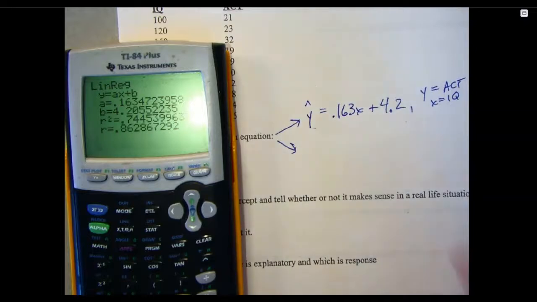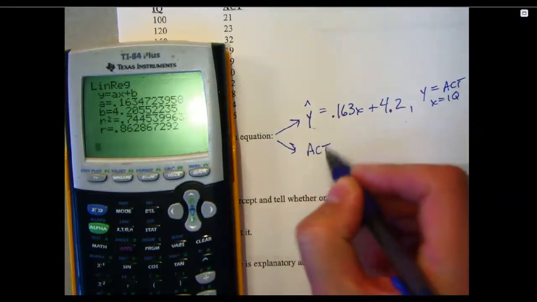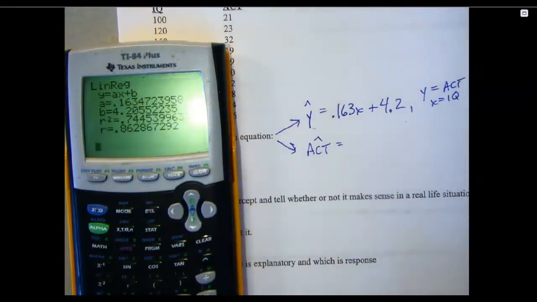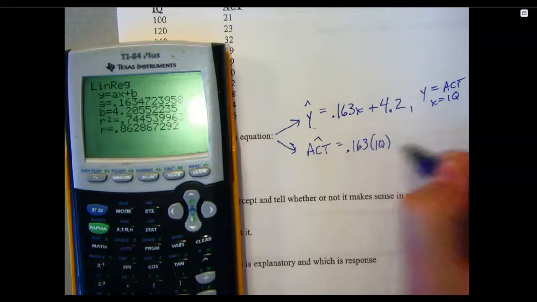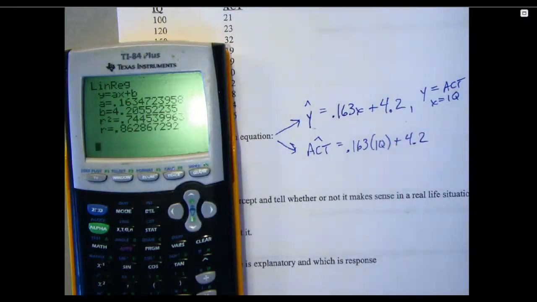Or you could go ACT hat, and I'm just plugging the context into the equation. Equals 0.163 times IQ plus 4.2. And both those are acceptable. I don't care which is which. Everyone has their own preference. But they're both accomplishing the same thing.